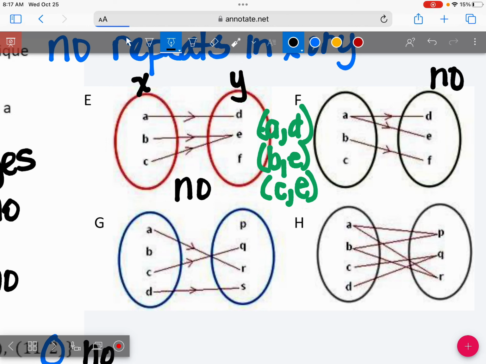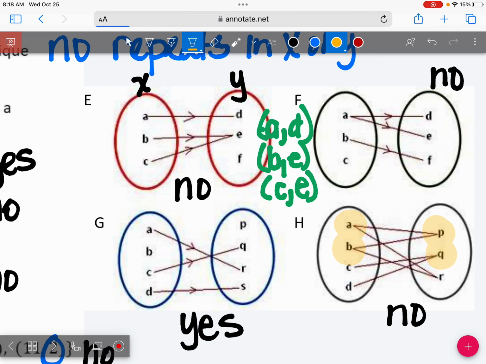All right, I have 3 points. My first point is AR. My second point is CQ. And my last point is DS. I don't have any repeats. So G is yes. And what about H? H is a no. We have several things that are repeating. A is repeating, B is repeating, P and Q are all repeating, and R. Okay, so there's a lot of repeats.